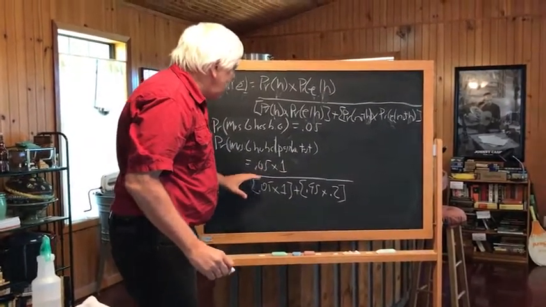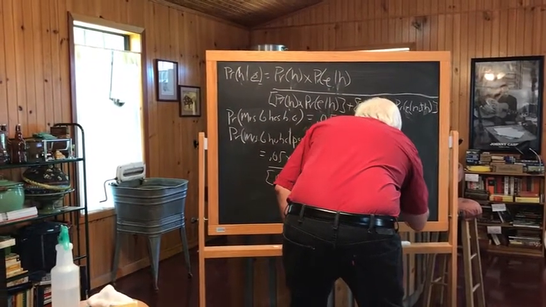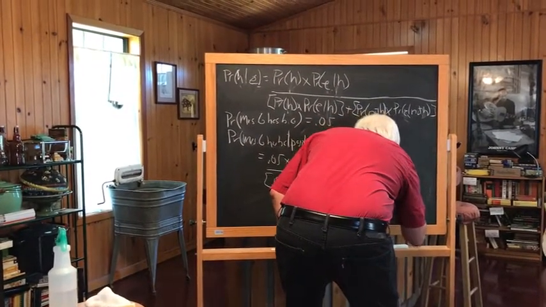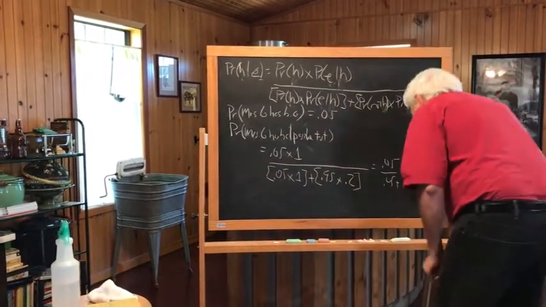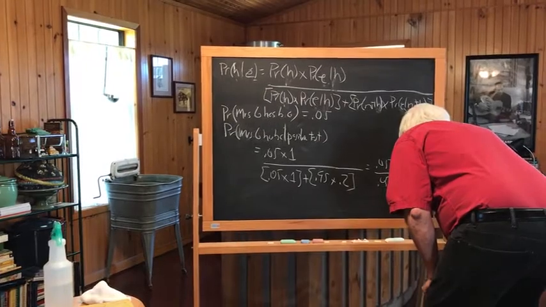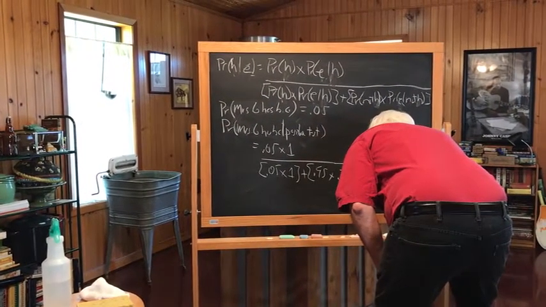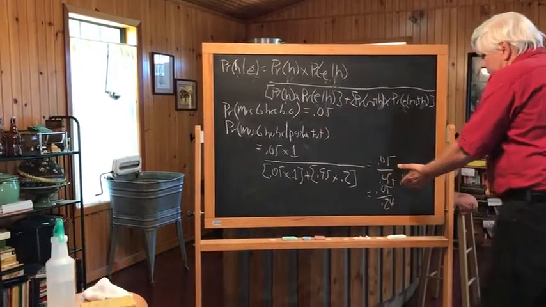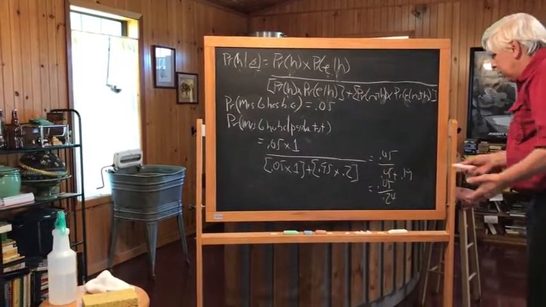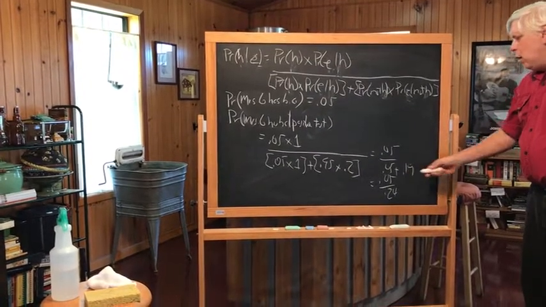as an application of Bayes' theorem. We can now simply do the mathematics. 0.05 over 0.05 plus 0.95 times 0.2. That's 0.19. And when we do our math, this equals 0.05 over 0.24, or as you can tell from this, just a little bit better than 1 in 5.